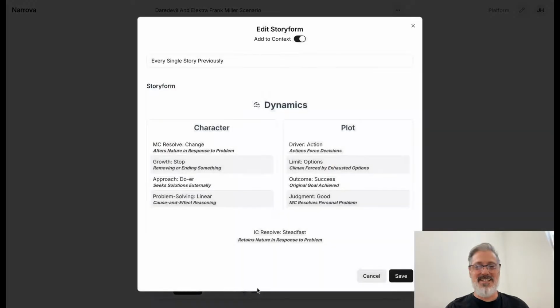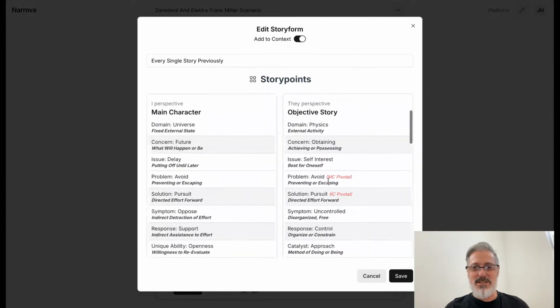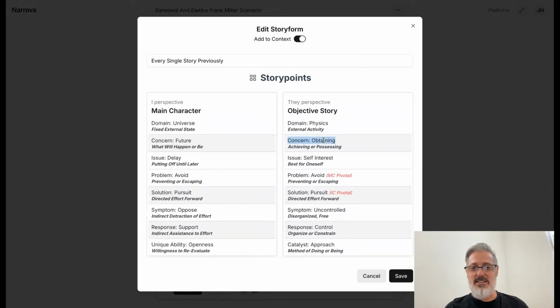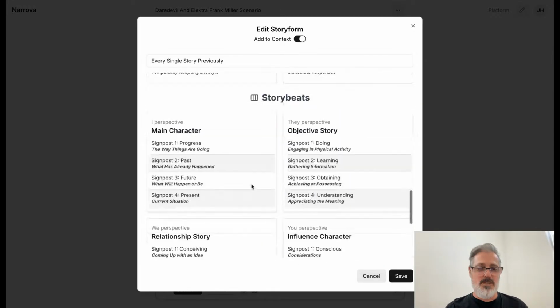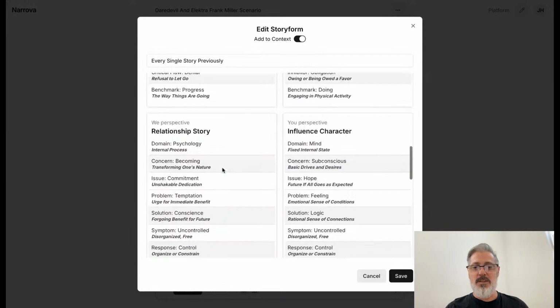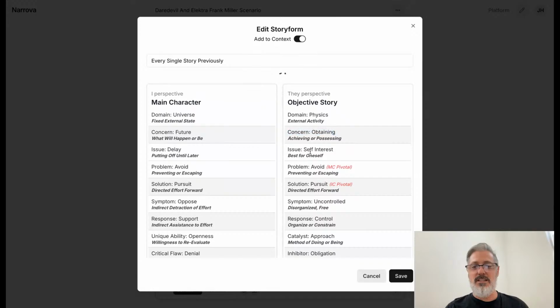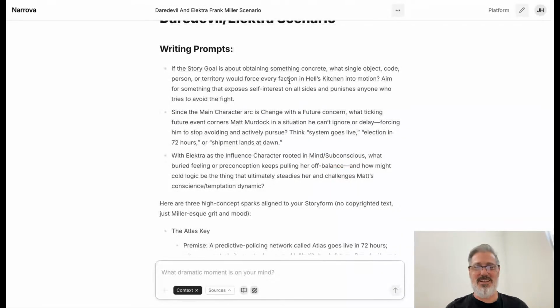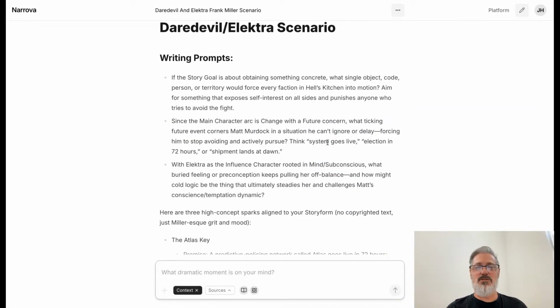So what that's doing is it's looking at the objective story, and the goal is going to be the same as the concern. So down here at the bottom, the goal is obtaining, and then it's looking at the issue, because all of these are connected, right? So if you're doing a story about people running away from things, self-interest becomes the actual issue. So that's why it did this whole thing.